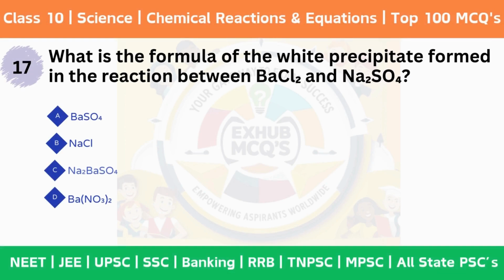MCQ 17. What is the formula of the white precipitate formed in the reaction between barium chloride and sodium sulfate? Option A, barium sulfate. Option B, sodium chloride. Option C, sodium barium sulfate. Option D, barium nitrate.